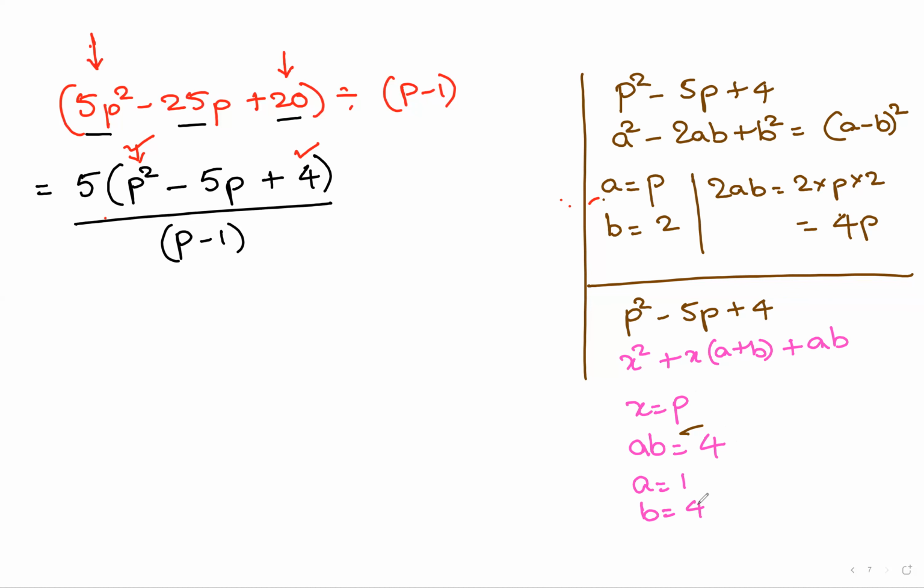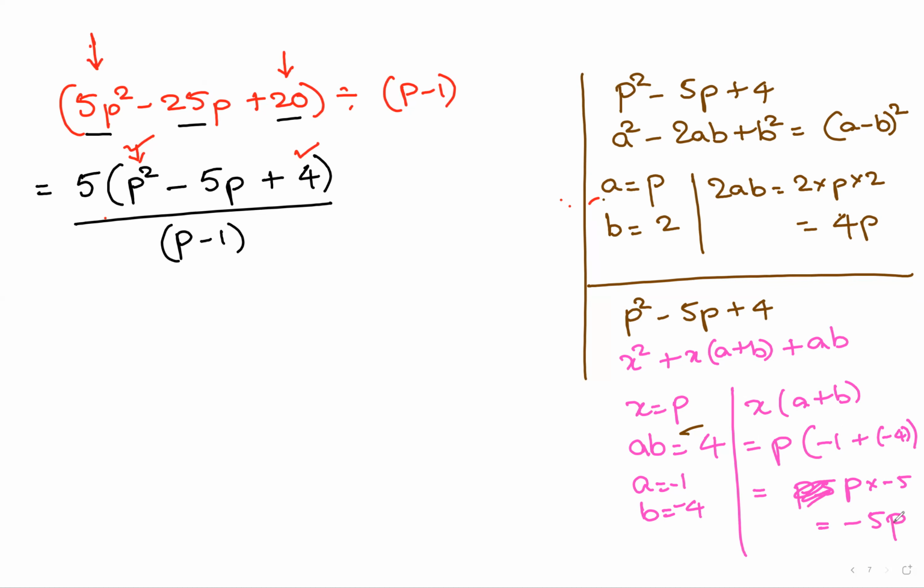But 1 plus 4 is positive 5. I have to get negative 5. So put negative for both of them. Now let us check the middle term. X into a plus b. What is x? P into, what is a? Minus 1 plus of minus 4. When I add two negatives, what happens? You have to add and keep the negative. Is it right? P into minus 5, that is equal to minus 5p. Is it clear? So that means I can write it as x plus a into x plus b.